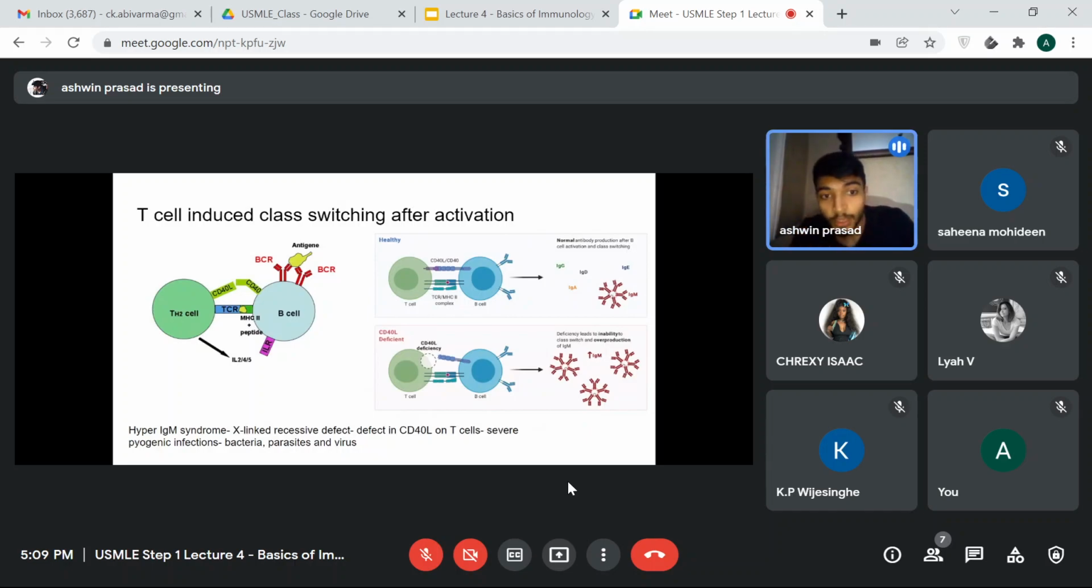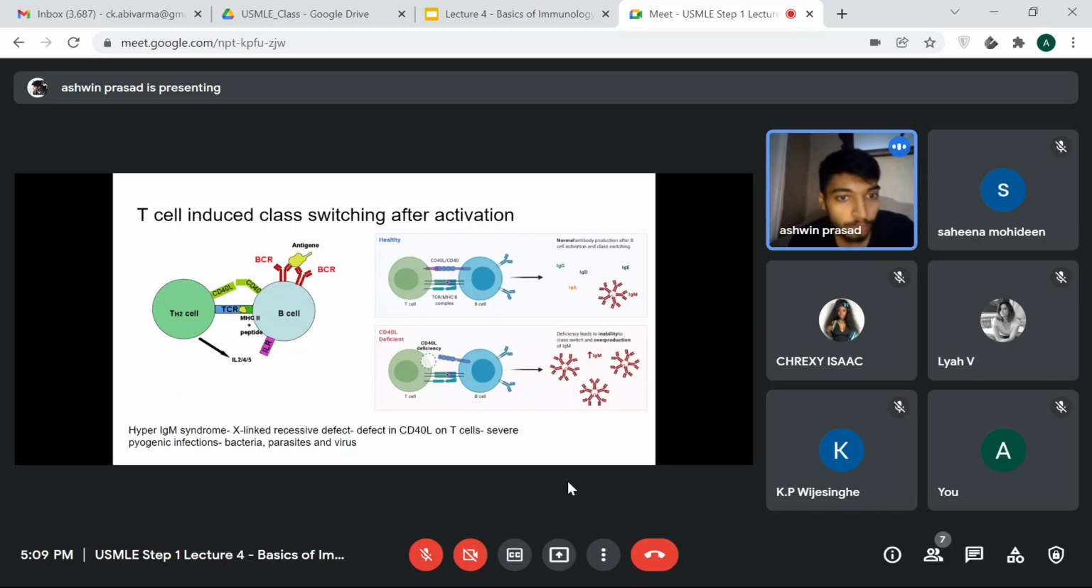So the reason why it's important for you to know this is because there is an actual syndrome, where a portion of our population is affected by the syndrome called hyper IgM syndrome, where the CD40 ligand is not present on our T cells. When you think about it, it's such a small defect, just one marker that is not there in one type of cell in your huge body. But the effect is monumental.